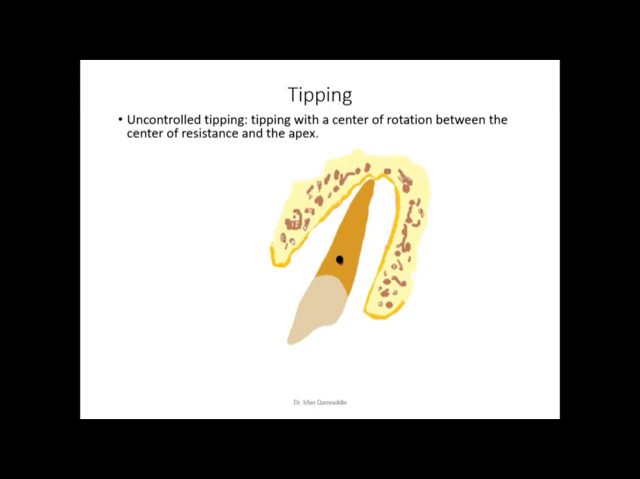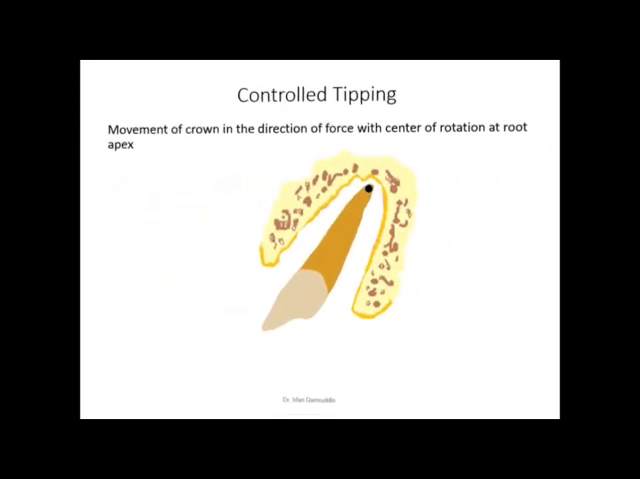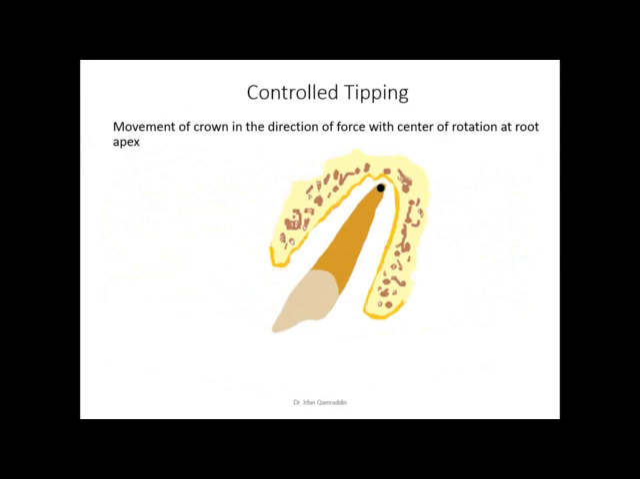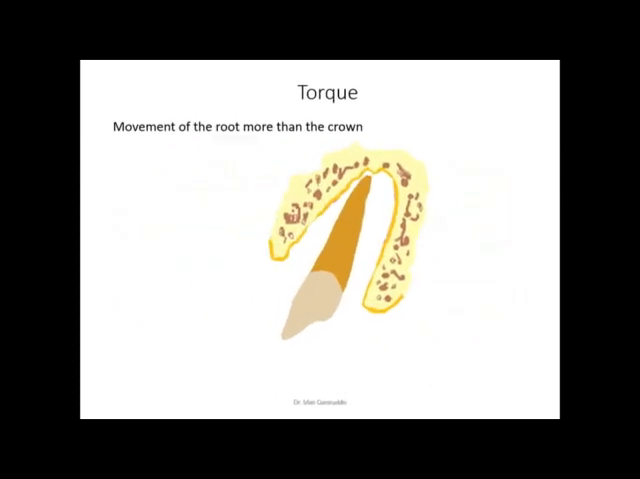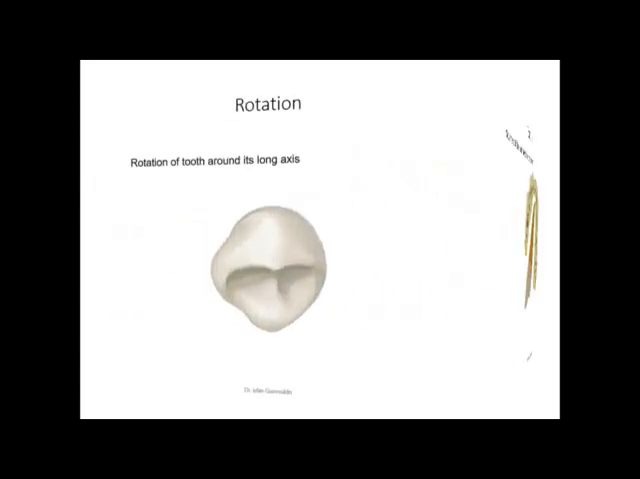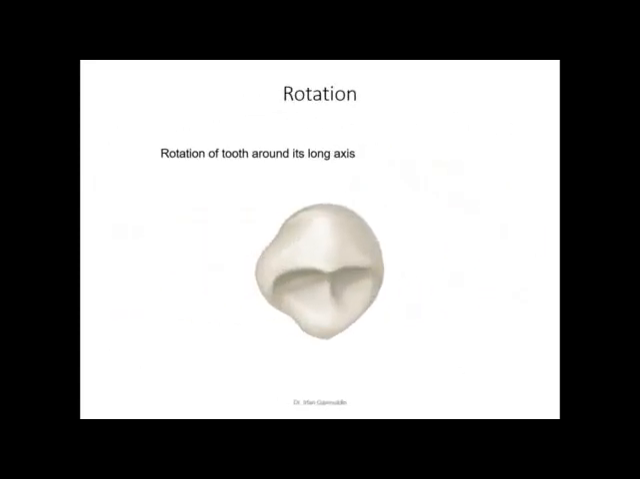The only difference is that Proffit has used the word displacement as well along with the rotation when you apply force away from the center of resistance in the example of uncontrolled tipping. In controlled tipping, the movement of the crown is in the direction of force with the center of rotation at the root apex. Torque is the movement of the root more than the crown. Rotation is the rotation of the tooth around its long axis.